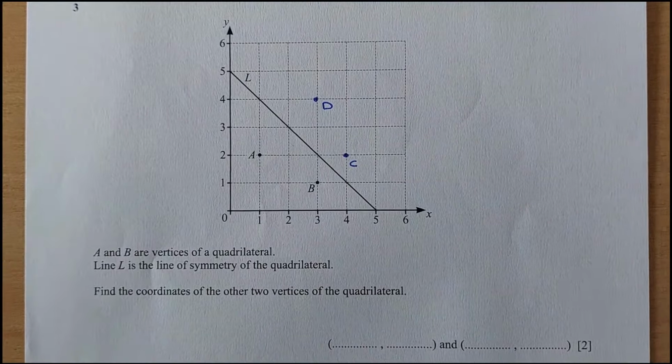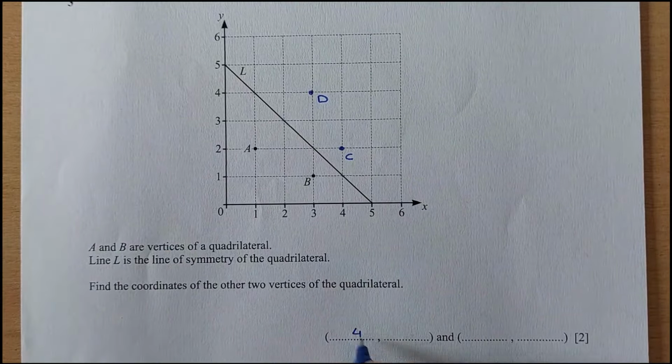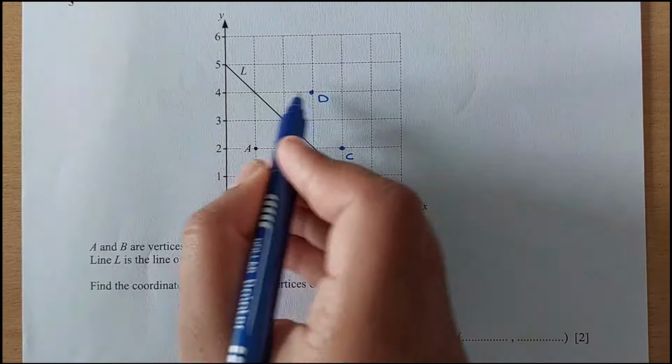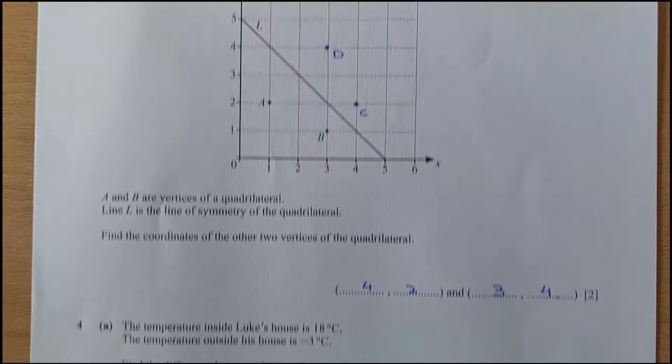So what are the coordinates for C? You can see C's x coordinate is 4 and y is 2. So we have 4, 2. And for D, the x coordinate is 3 and y is 4. So 3 and 4, right?